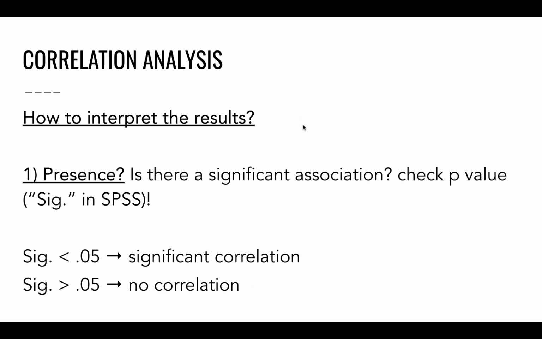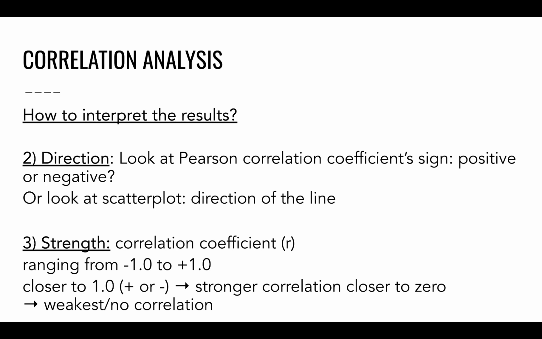Now, how do you interpret the results? First, again, you look at presence. So is there a significant association? Check your p-value. So if it's smaller than 0.05, you did find a significant correlation. If it's larger than 0.05, you have no significant correlation. Next, you look at the direction and the strength. The direction can be told based on the sign of your Pearson correlation coefficient. If it's positive, you have a positive direction. If it's negative, you have a negative direction.